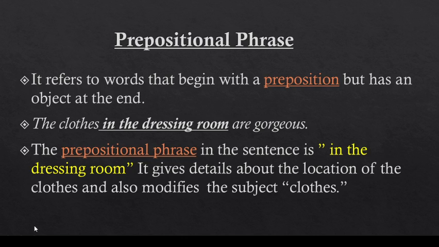Prepositional phrase. It refers to words that begin with a preposition but has an object at the end. The example: the clothes in the dressing room are gorgeous. The prepositional phrase in the sentence is in the dressing room. It gives details about the location of the clothes and also modifies the subject clothes.